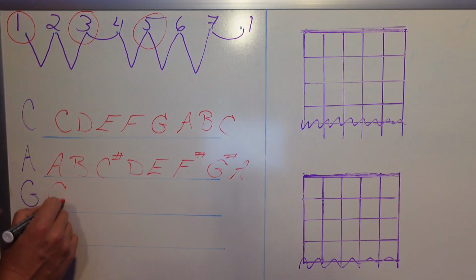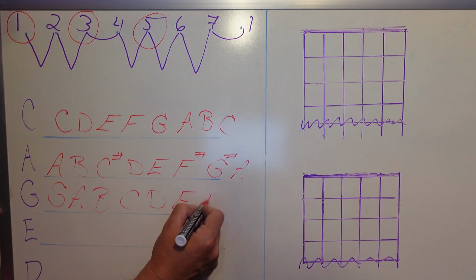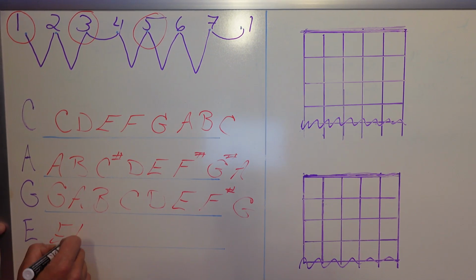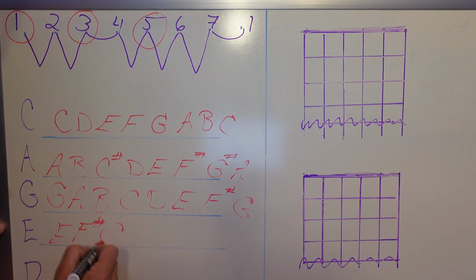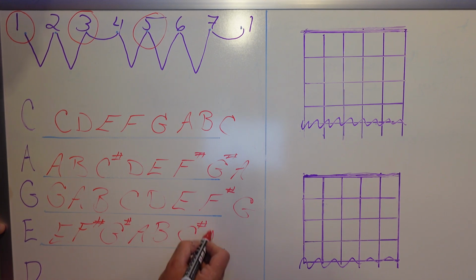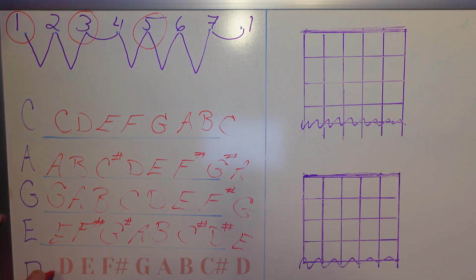A G major scale, G, up a whole step to A, B, C, D, E, F sharp, back to G. An E major scale, E, up a whole step to F sharp, whole step to G sharp, half step to A, whole step to B, whole step to C sharp, whole step to D sharp, half step takes you back to E. D major scale, D, up a whole step to E, up a whole step to F sharp, up a half step to G, whole step to A, whole step to B, whole step to C sharp, half step takes you back to D.